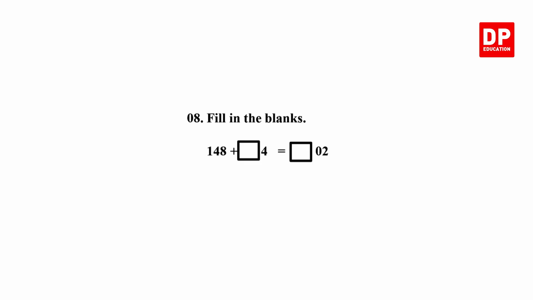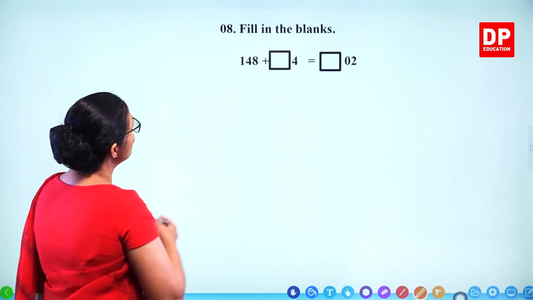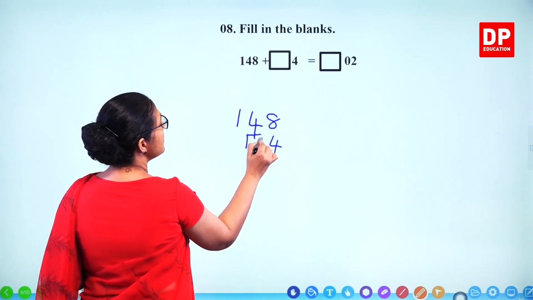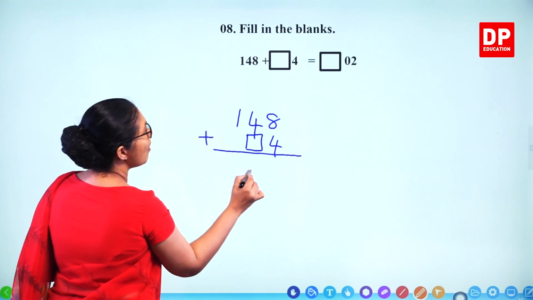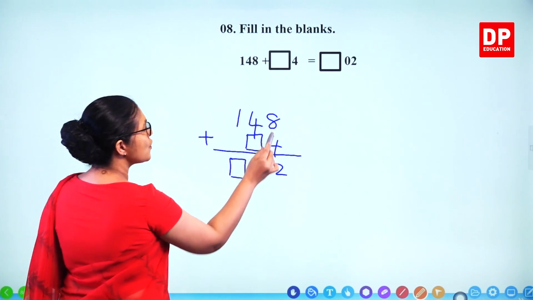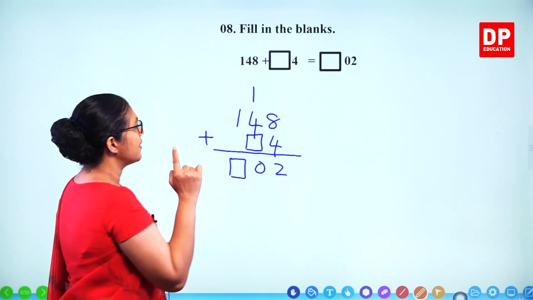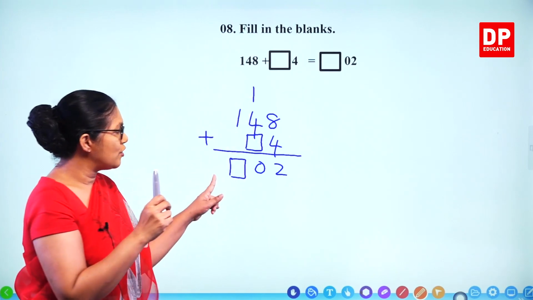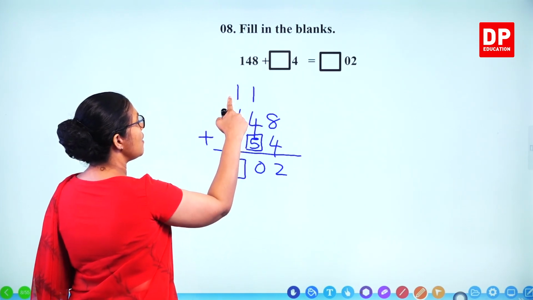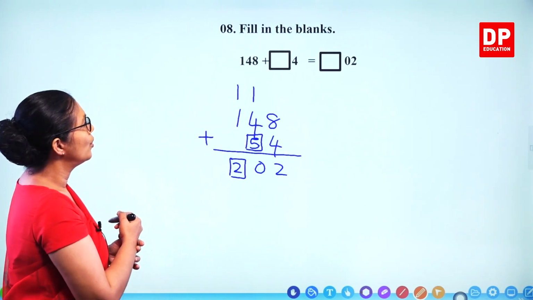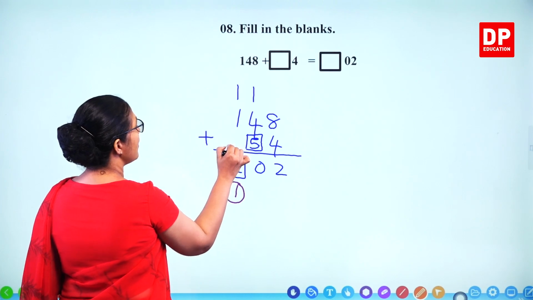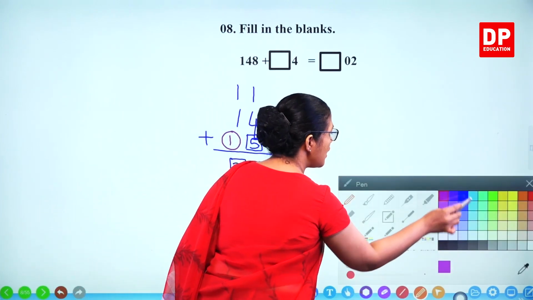Question number 8, fill in the blanks. So this is addition. We'll write in a column 148 and something 4 with a digit. When you add it, you are getting something here with 0, 2. 8 plus 4, 12. 1 remaining. 4 plus 1, 5. You need to get 10. So that means you have to add 5 here. 5 and 5, 10. 1 remaining. 1 and 1 becomes 2. So you get marks 1 and 1 here. 2 marks for each question in part 1.